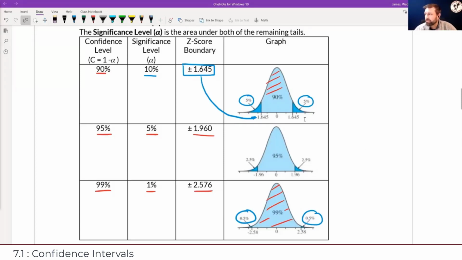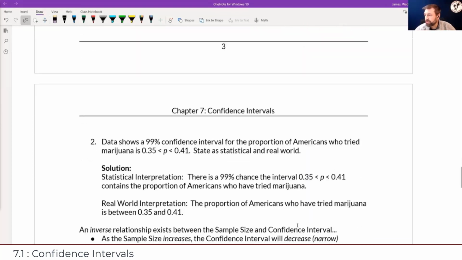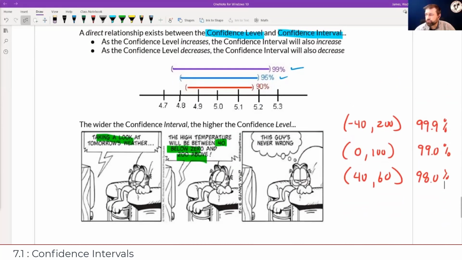And so again, your confidence level is that area in the middle. So as that area gets larger, the interval gets larger. And as the area gets smaller, the interval gets smaller. And that's what's represented down here. And that's also sort of summarized by the cartoon of Garfield, because yeah, the guy's never wrong, because he's probably at 100% confidence because the interval is so wide.